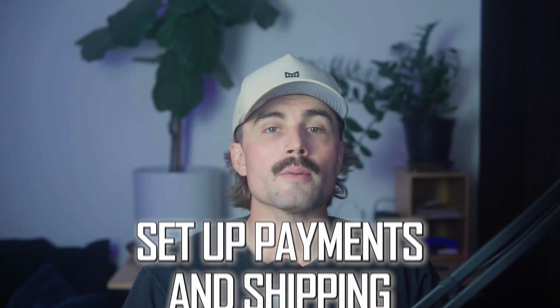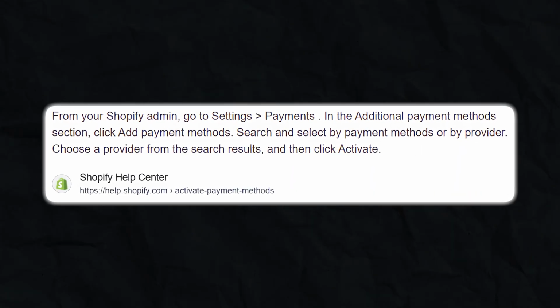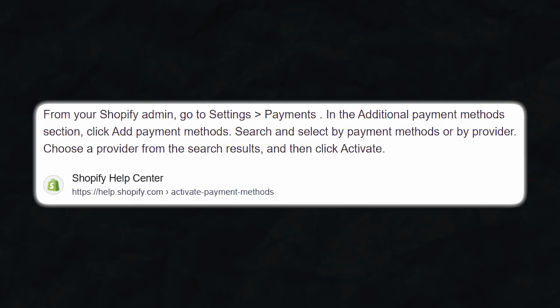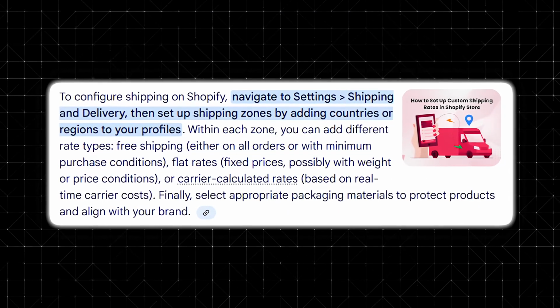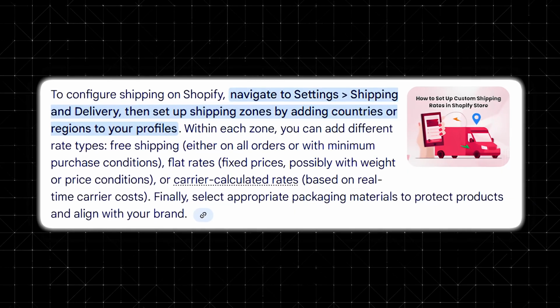Step 5, set up payments and shipping. You want to enable payment gateways in your Shopify settings. If you're in an eligible country, activate Shopify payments to accept credit and debit cards without additional transaction fees. Otherwise, you can connect third-party gateways like PayPal or manual methods. Configure your shipping settings by setting up zones and rates. Decide whether to offer free shipping, flat rates, or carrier calculated rates. Choose packaging materials that protect your products and reflect your brand.